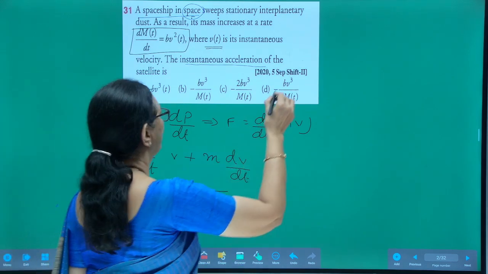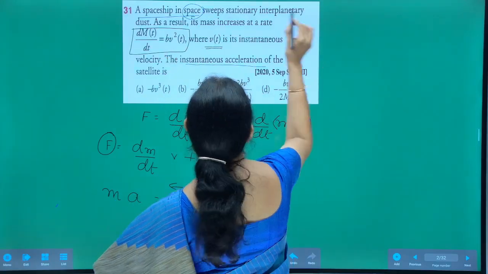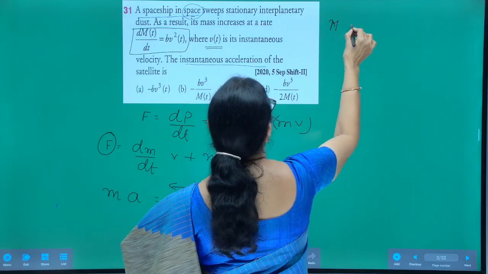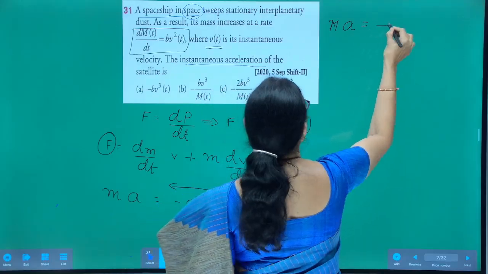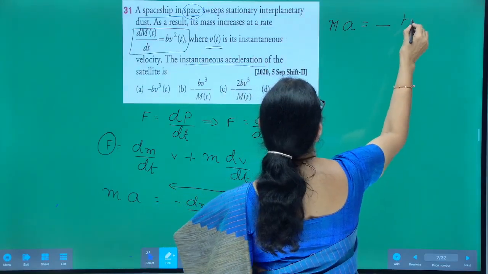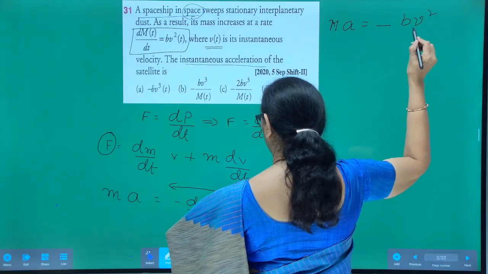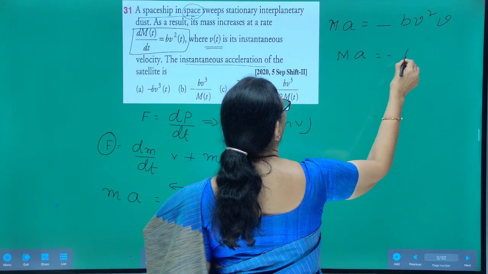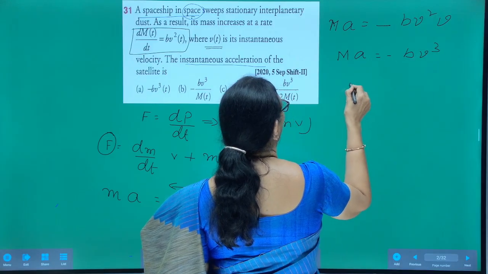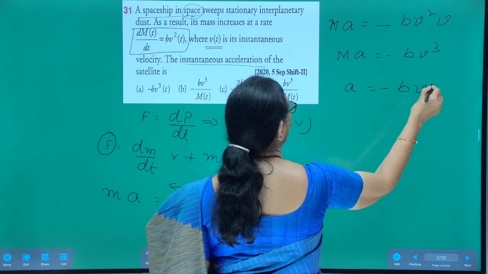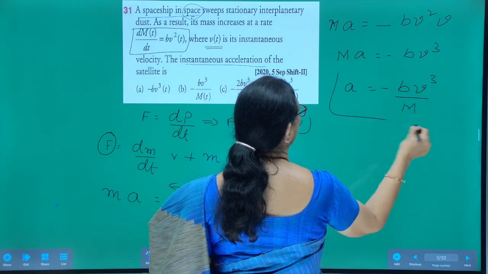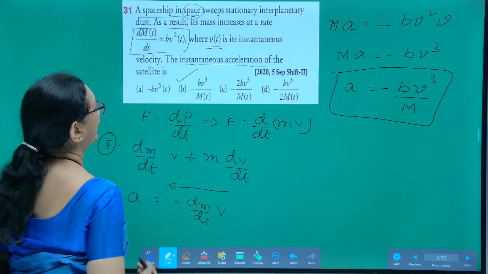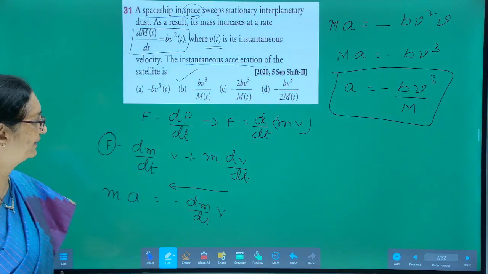Now look here, what is m? The mass, let us take it as capital M. M into a is equal to minus dm by dt, which is given as b v square, into v. So it is done: m a is equal to minus b v cube. So acceleration is minus b v cube by m. This is the answer for that problem, where m is a function of time.